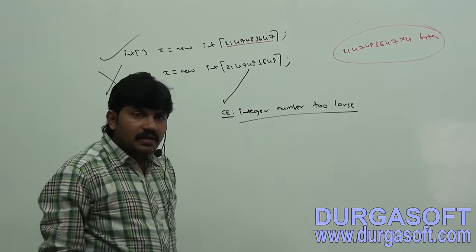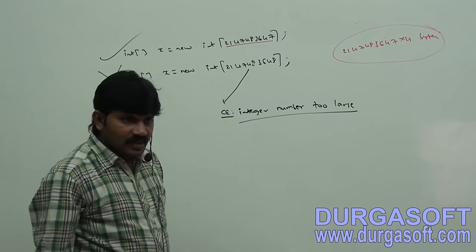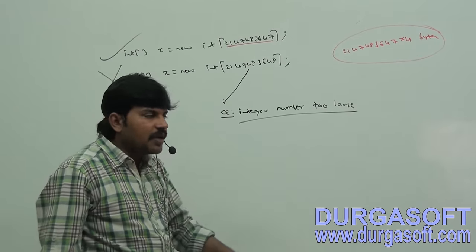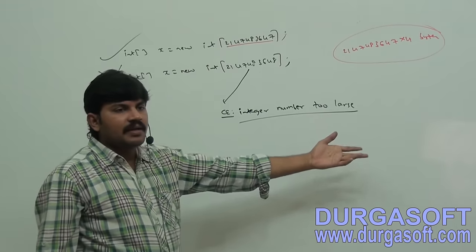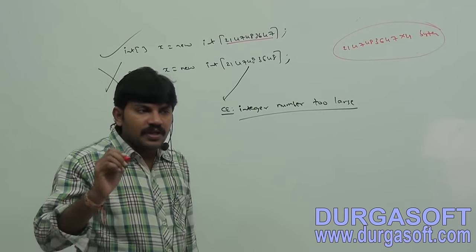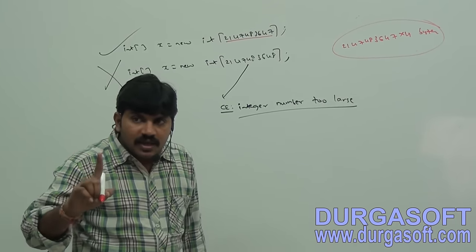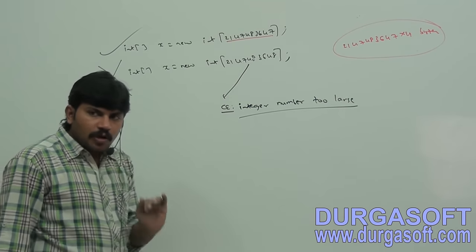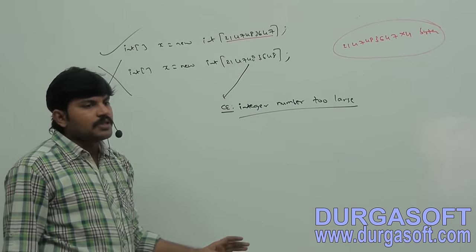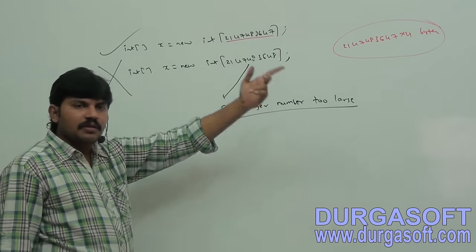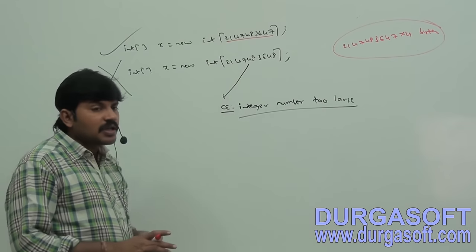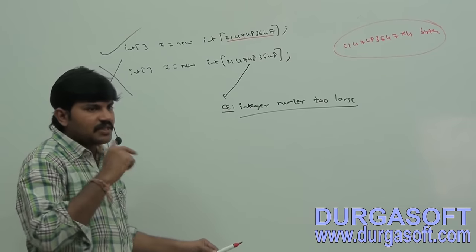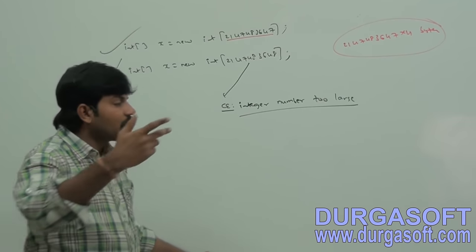This much memory may not be available in my system. If this much memory is not available, then we are going to get an out of memory error. It is not my program's mistake. The problem is because of memory. You have to provide sufficient memory, then I can run. Even in the first case we may get a runtime exception, but it's not my program's mistake. Sufficient memory is not available in your system. What can I do?